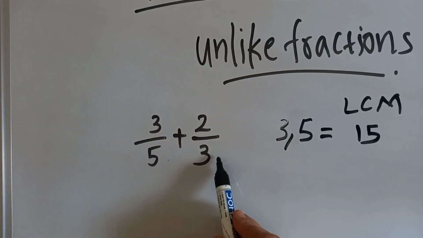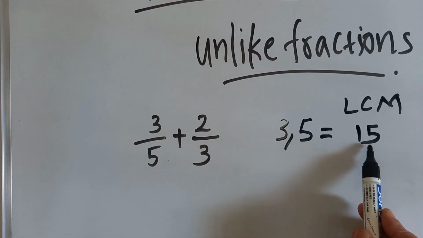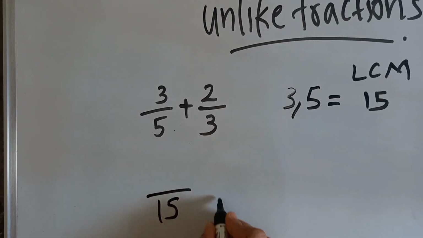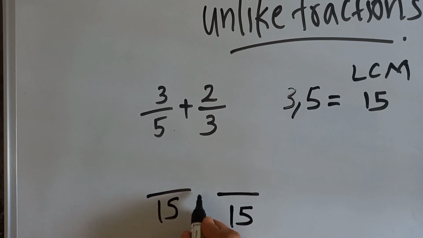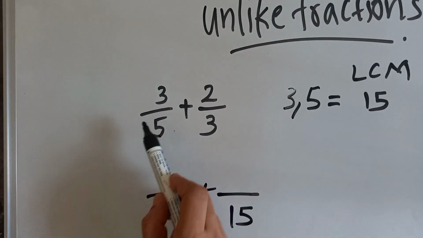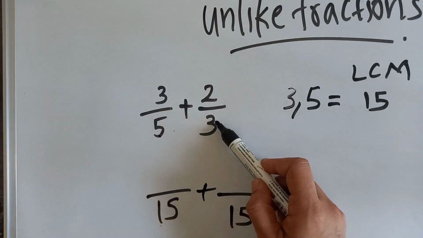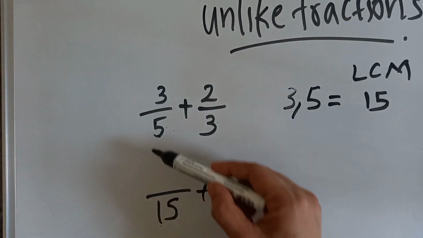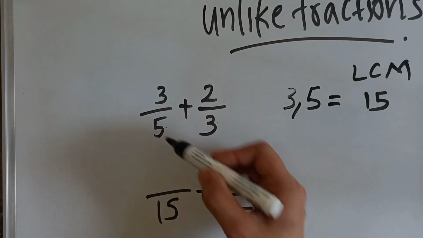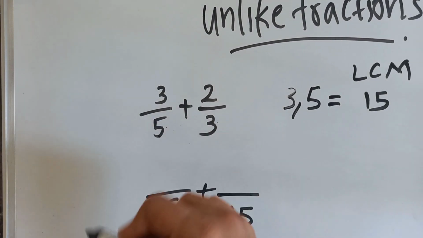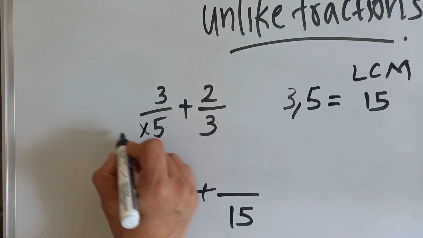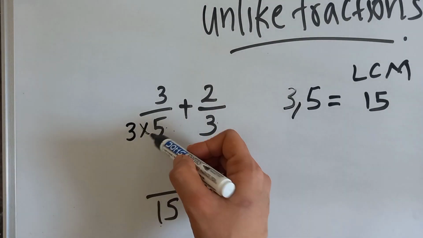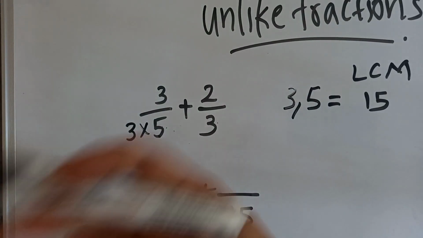So you have to make both denominators common, and you have to make them 15, right? The 5 you have to convert into 15, and the 3 you have to convert into 15. Now, for converting 5 into 15, by which number you have to multiply? It should be multiplied by 3, then only it will become 15. But you can't just multiply the denominator by 3, then it will become a different fraction.